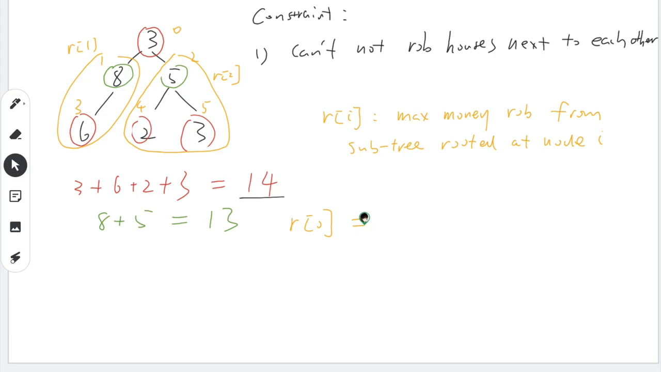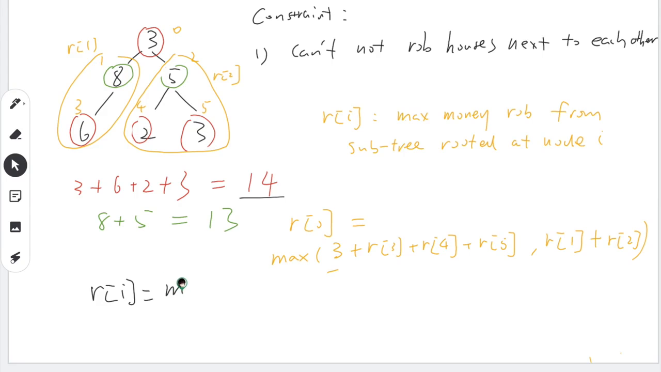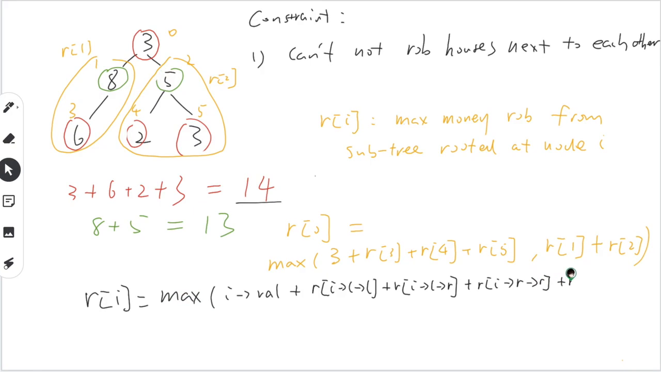R0 equals the max of the value of node 0, which is 3, plus node 3 and node 4 and node 5. Since we already robbed node 0, we can no longer rob node 1 and node 2. So we'll have to look one step further from node 0's child nodes. Alternatively, we can skip node 0. Instead, we can rob node 1 and node 2. And the max value between these two options would give us the final answer, which leads us to the final inference function.